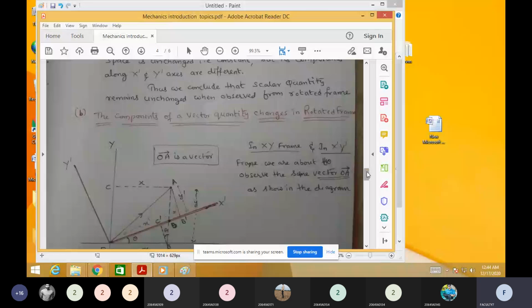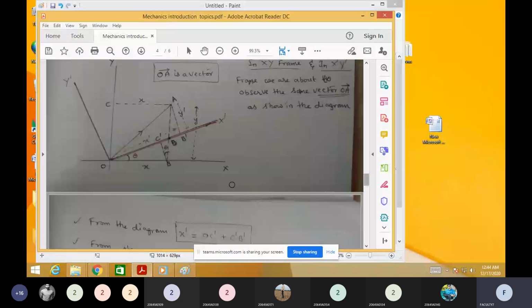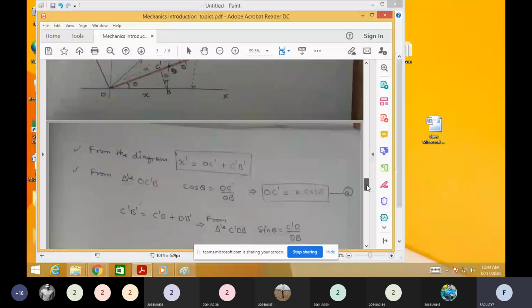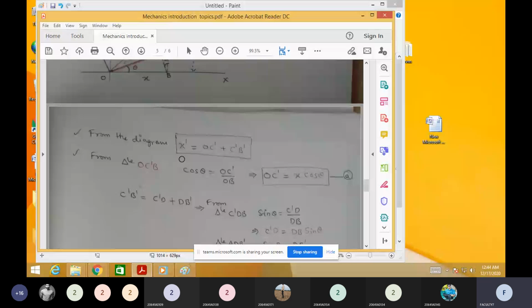So for that we had considered the same diagram, the XY frame and here the X dash Y dash frame, and we had considered a single vector A and its projections. Thereafter we calculated with simple mathematics, using trigonometry. Depending on the trigonometry, we got the x dash component, and thereafter the second component, y dash.